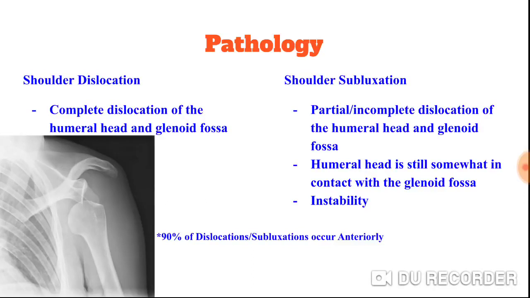Shoulder subluxation is just a partial, incomplete version of shoulder dislocation. The humeral head is actually still in contact with the glenoid fossa, but it's so unstable that it needs to be put back in place. And I actually had multiple sources that mentioned that shoulder dislocations and subluxations occur anteriorly. 90% of those are anterior.